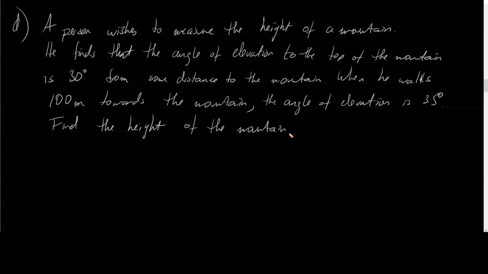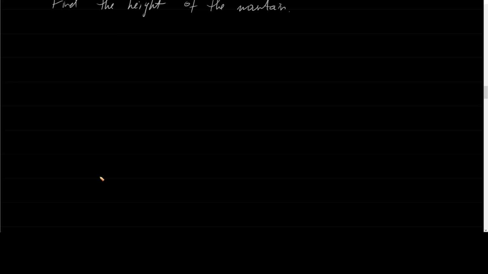All right, so I'll read that again. It says, a person wishes to measure the height of a mountain. He finds that the angle of elevation to the top of a mountain is 30 degrees from some distance to the mountain. When he walks 100 meters towards the mountain, the angle of elevation is 35 degrees. Find the height of the mountain. All right, so here we go. The very first thing that we're going to do here is we're going to go ahead and draw a visual. All right, so let's get our mountain drawn. So this is our awesomely drawn mountain.